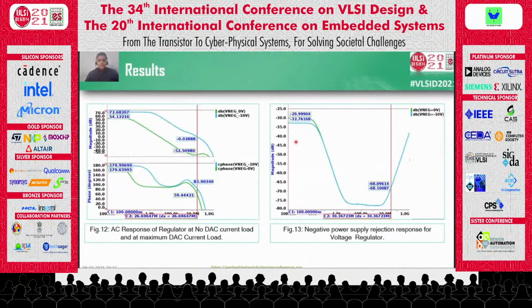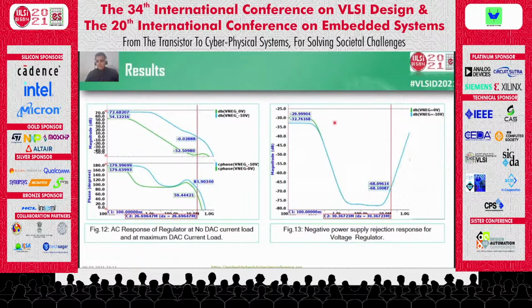In this slide, we will see the AC response of our error amplifier for two extreme voltages, 0 volt and minus 10 volt. The 0 volt results are shown with the green curves, and the blue curves are for minus 10 volt. Here we can see for 0 volt we have a worst case phase margin of 59 degrees, which is 83 degrees for minus 10 volt.